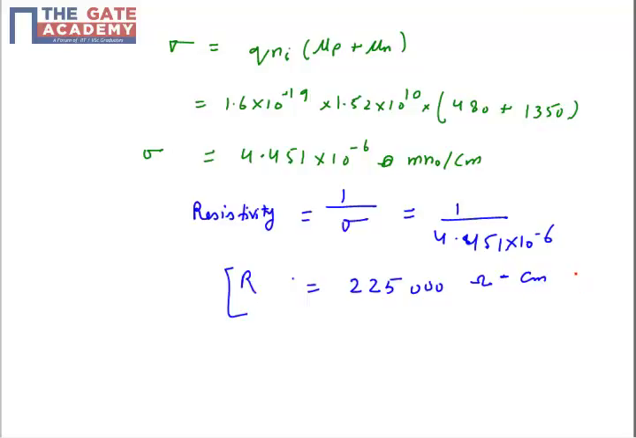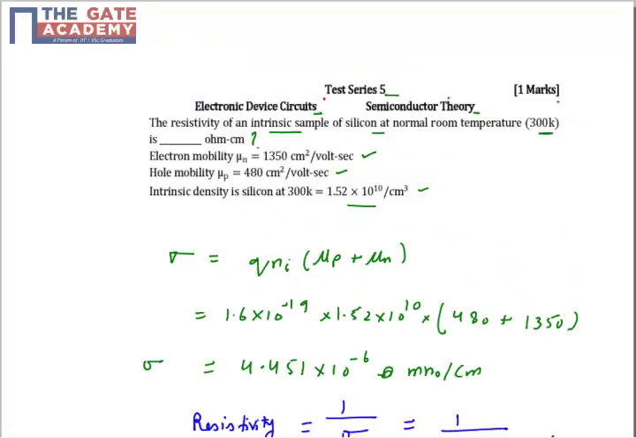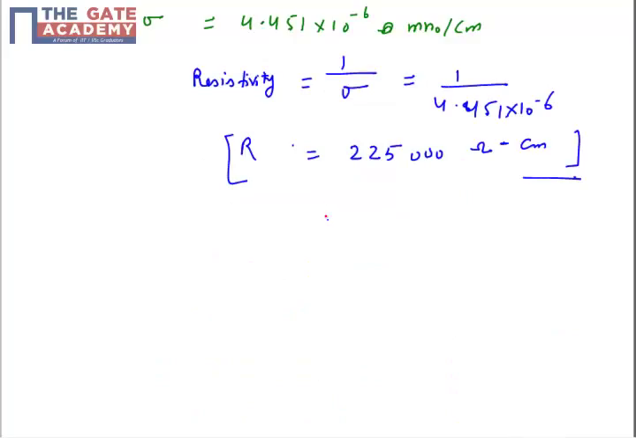So my answer of this question will be 225,000. Okay, or you can write it out as 225 kilo ohm centimeter. Right, that will be the resistivity of my material.